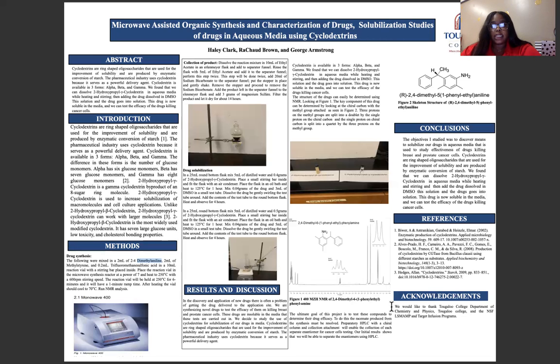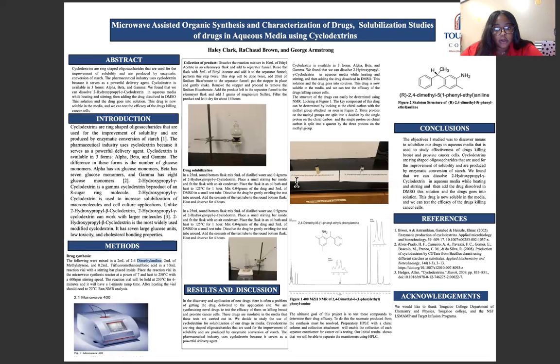We found that we can dissolve 2-hydroxypropyl gamma cyclodextrin in aqueous media while heating and stirring, and then adding the drug dissolved in DMSO to this solution. The drug then goes into this solution. The drug is now soluble in the media, and we can test the efficiency of the drugs killing both prostate and breast cancer cells.